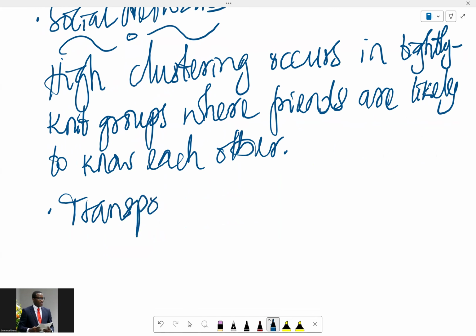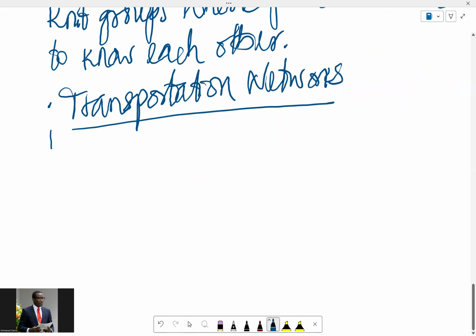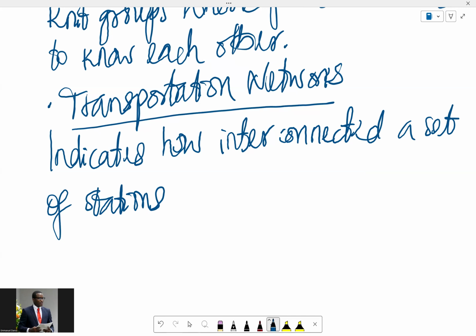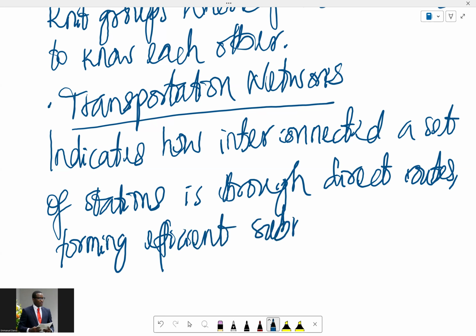So let's look at the case of transportation networks. In a transportation network, clustering coefficient indicates how interconnected a set of stations is through direct routes, forming efficient subnetworks. Okay, that's clustering coefficient.